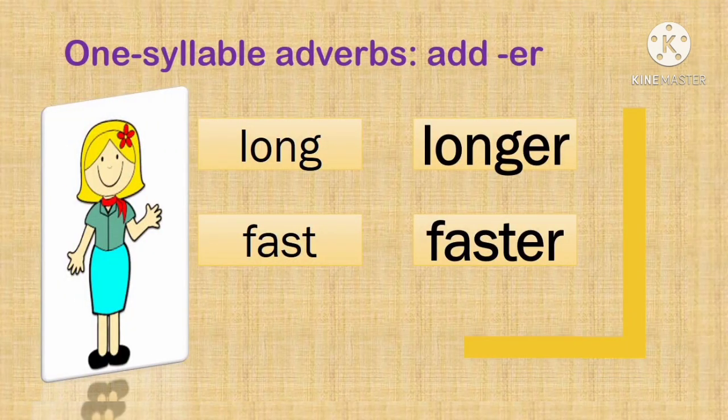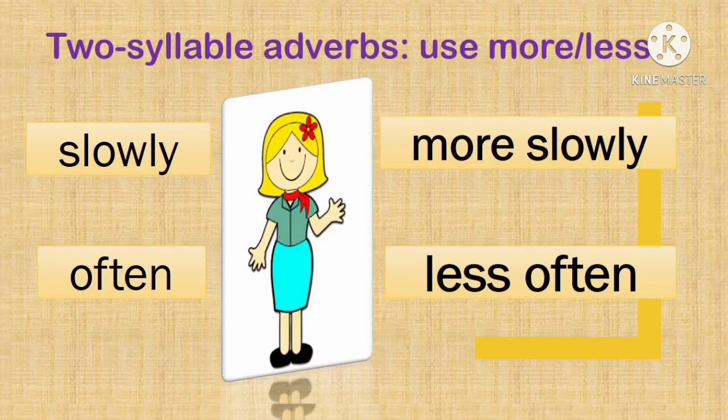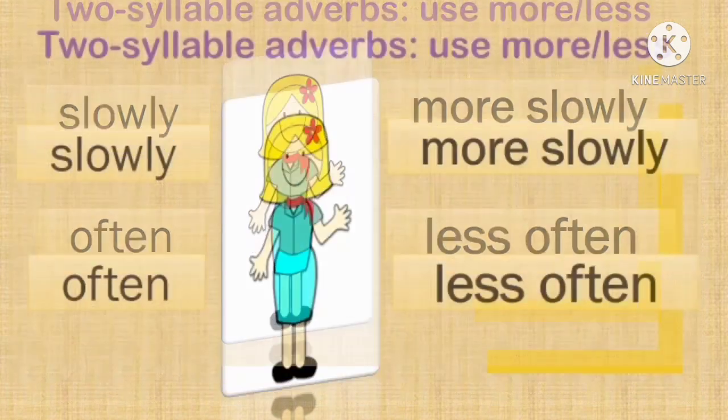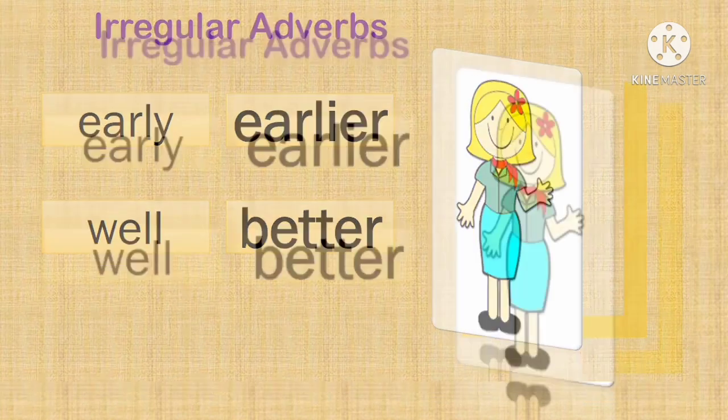Here are some basic ways to make comparative adverbs. One syllable adverbs just add er, like long, longer; fast, faster. Two syllable adverbs use more or less. Slowly, more slowly. Often, less often. If the adverbs are irregular, like early, it becomes earlier; well, better.